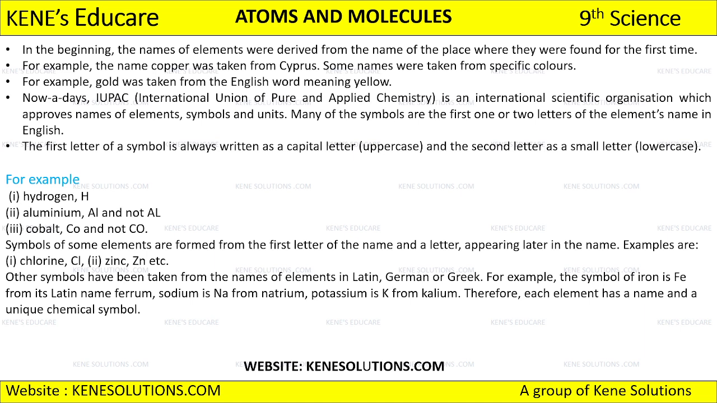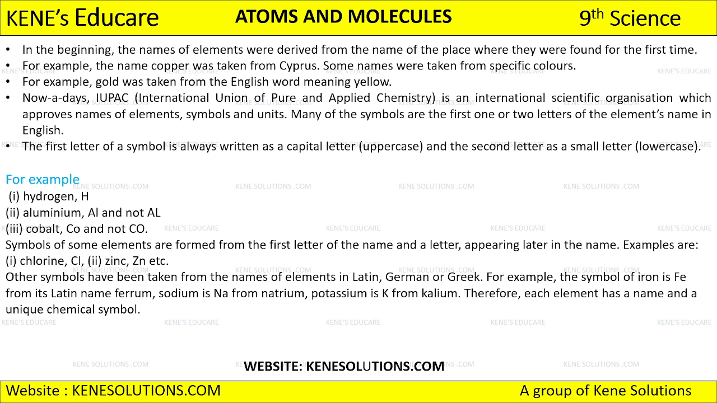As an example, hydrogen we write as H, aluminium as Al. If you can see, the first letter A is capital, and the next letter L is small, and we don't write both letters as capitals. Then the next one that we have is cobalt. Cobalt we write as capital C and small o. So in that case, we don't write both letters as capital, right? One is capital and one is small.